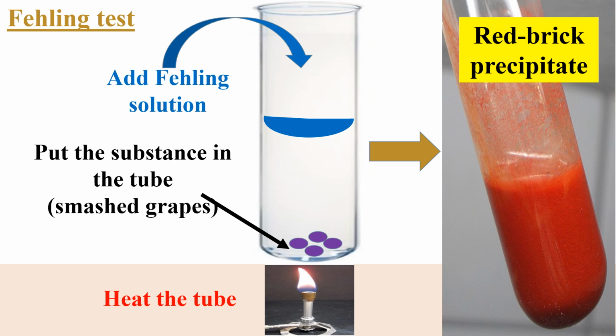Surely a chemical reaction has taken place between the Fehling solution and the glucose found in the grapes, which has led to the presence of new substances. Okay, we won't go into the chemistry part that results in the change in color, because a change in color means it's an indication of a chemical reaction.